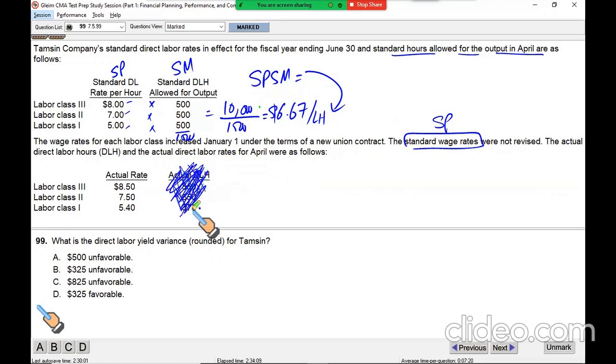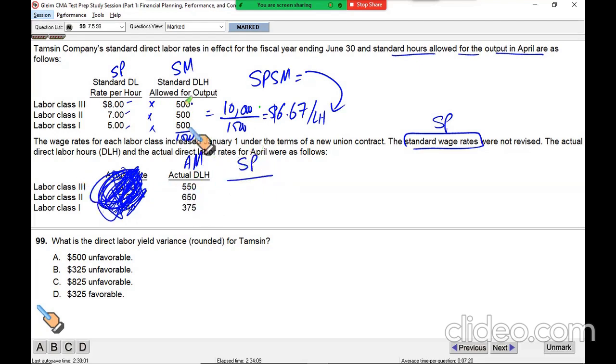This is totally irrelevant. I don't need the actual rate. Actual rate is considered in price variance, and we've already done that. So this is the actual direct labor hours. You can call it the actual mix. And this is the standard price.